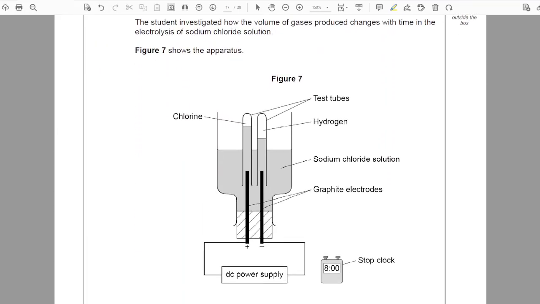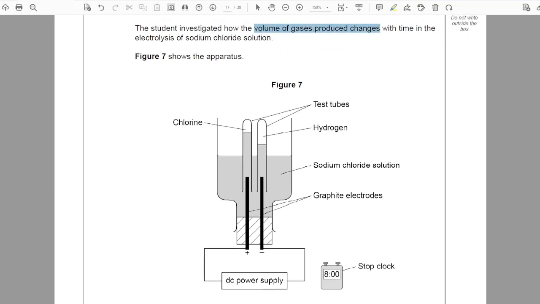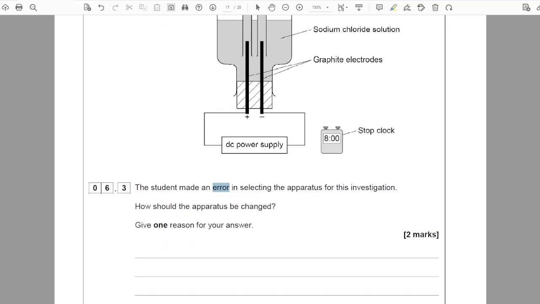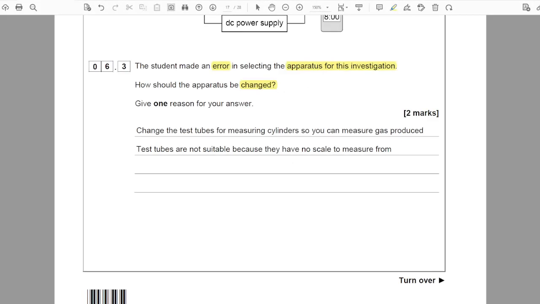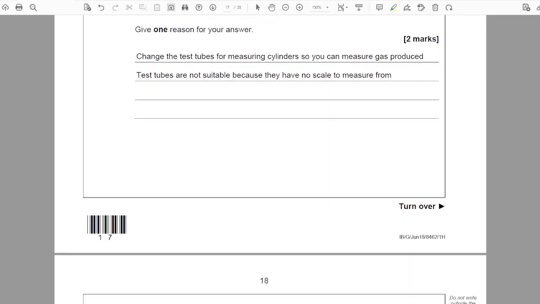The student investigated how the volume of gases produced changes with time in the electrolysis of sodium chloride solution. 6.3. The student made an error in selecting the apparatus for the investigation. How should the apparatus be changed? Well, in the practical, we need to measure the volume of gas produced, and here there's no way of measuring the volume. Test tubes don't have a scale, so we can say to use measuring cylinders instead, because they have a scale which you can read off.